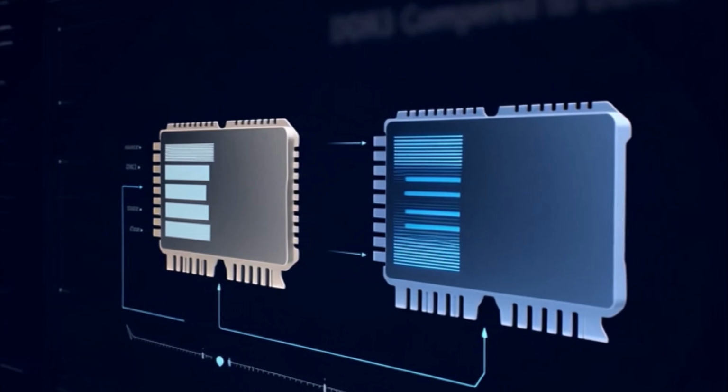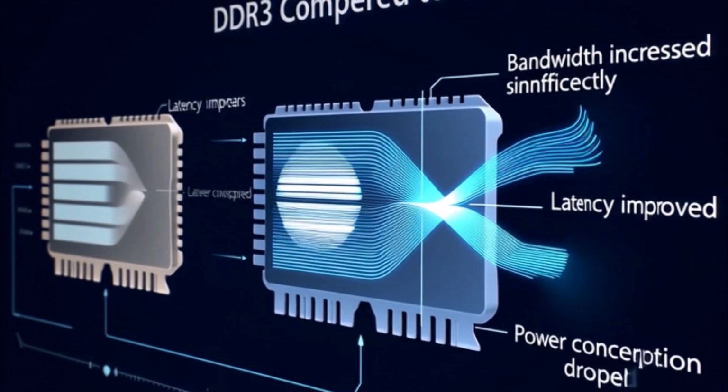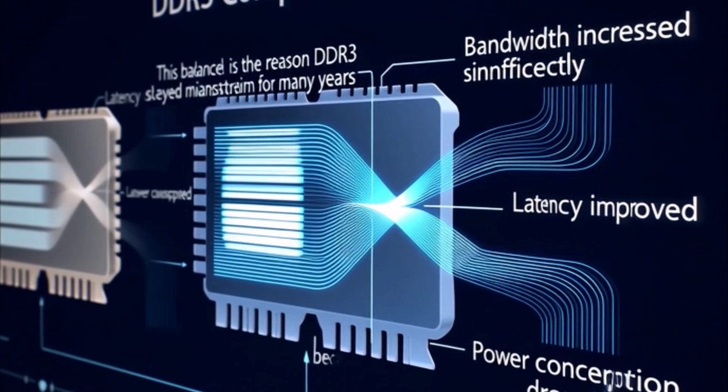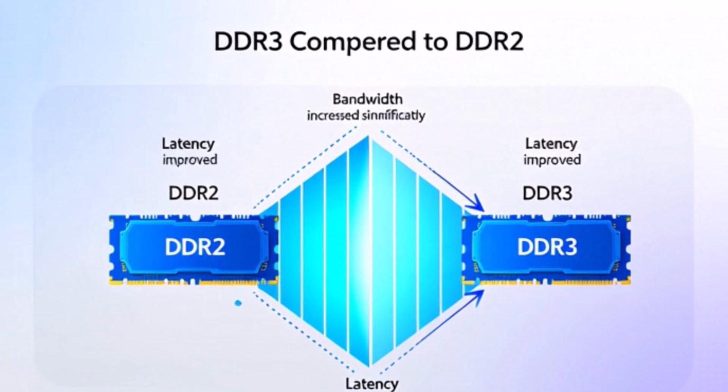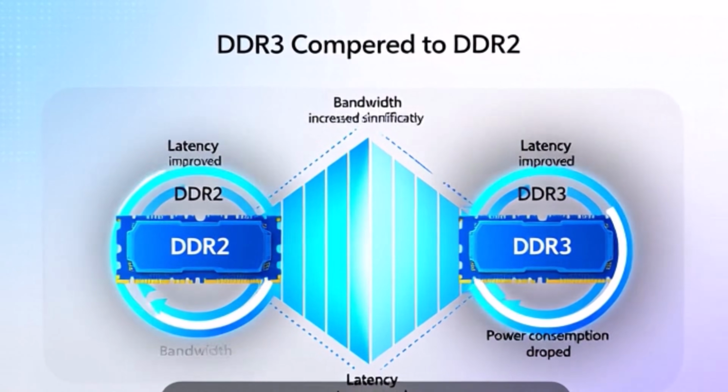This balance is the reason DDR3 stayed mainstream for many years. DDR3 was fast enough that CPUs did not outgrow it quickly, and it became one of the most stable and widely used RAM generations ever.